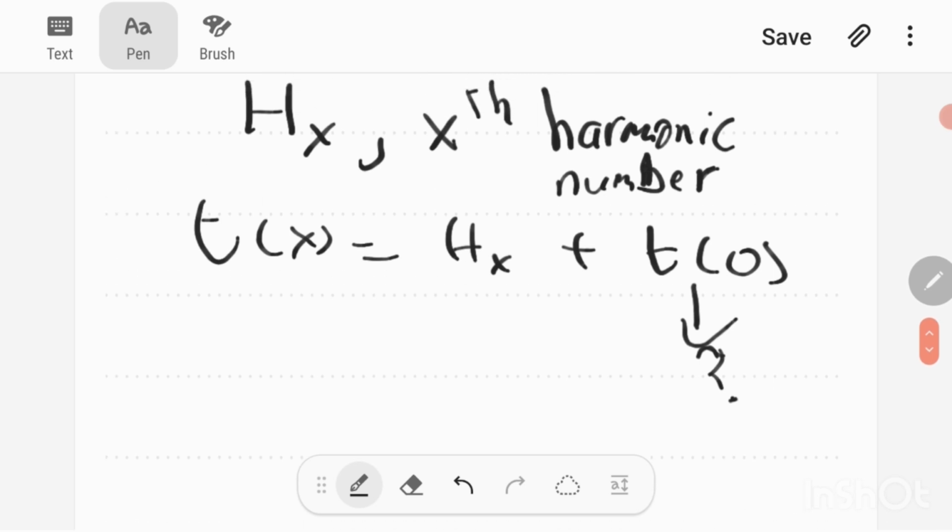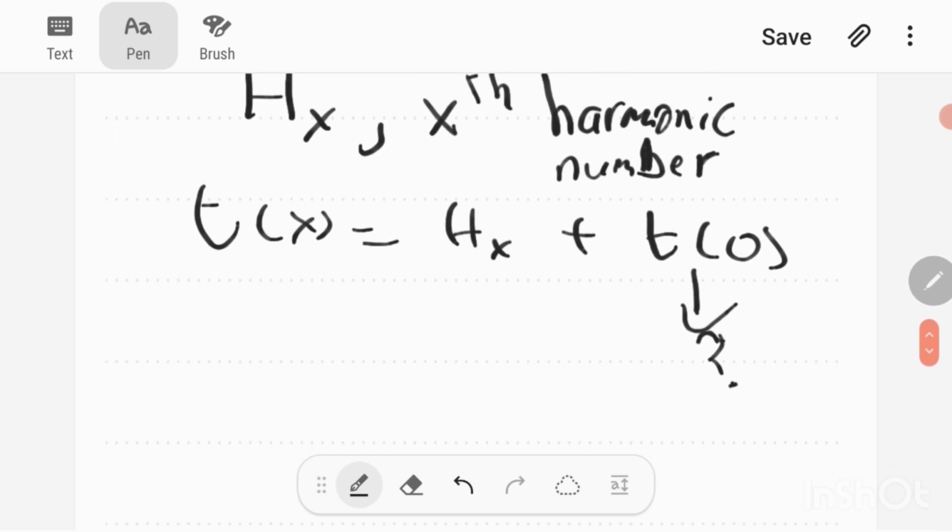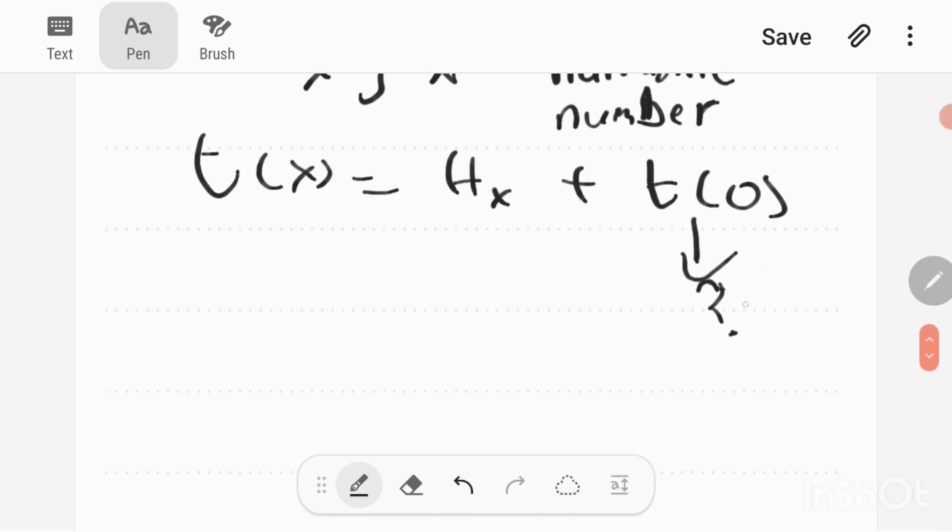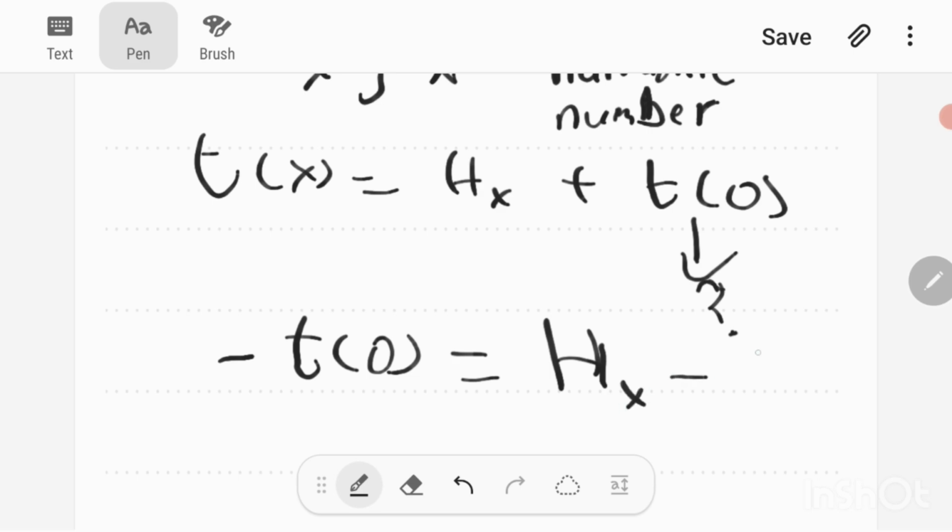What we can do is rewrite this equation in terms of t of 0. So if we move t of 0 to the LHS and t of x to the RHS, subtract t of 0 from both sides, subtract t of x from both sides, we get negative t of 0 is equal to hx minus t of x.